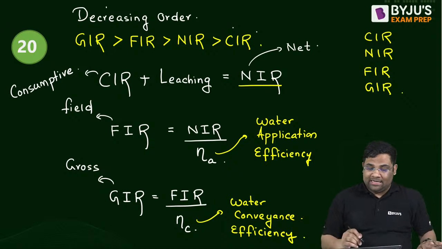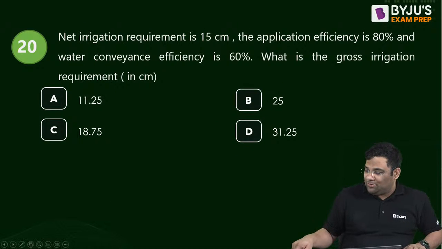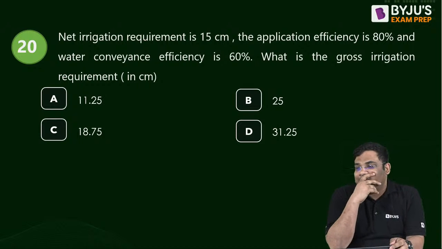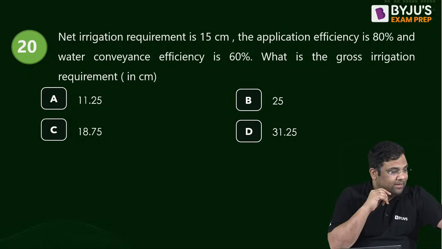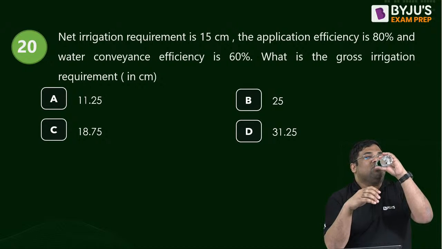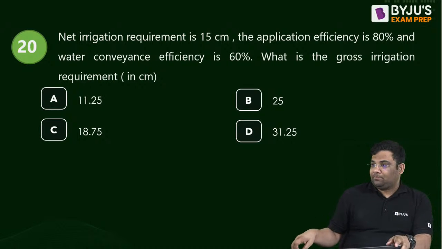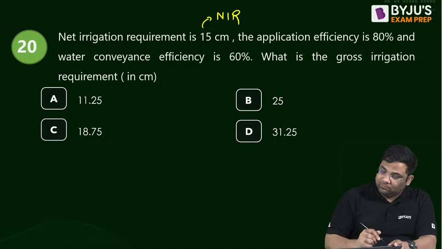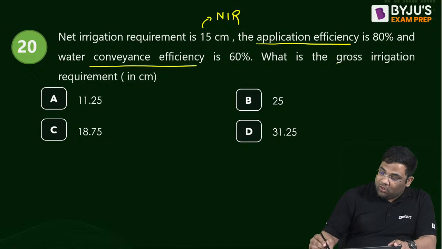Everybody understood this, right? It's a very important concept. Now you can easily solve this question. Please answer this question. NIR is given. Water application efficiency is given and water conveyance efficiency is given. The gross requirement is asked.